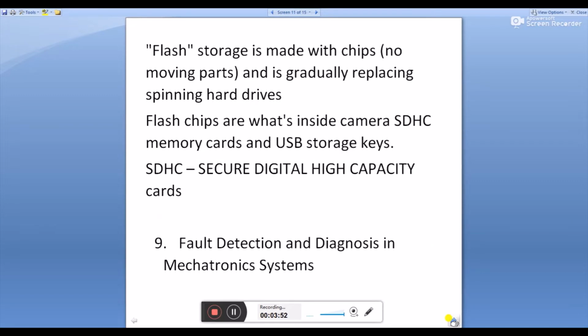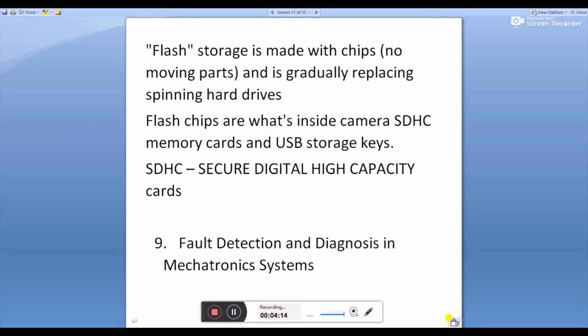Flash storage is made up of chips with no moving parts, and is gradually replacing the spinning hard drives. Flash chips are what is inside the camera SDHC, that is, the secure digital high capacity cards, and of course the USB storage keys.